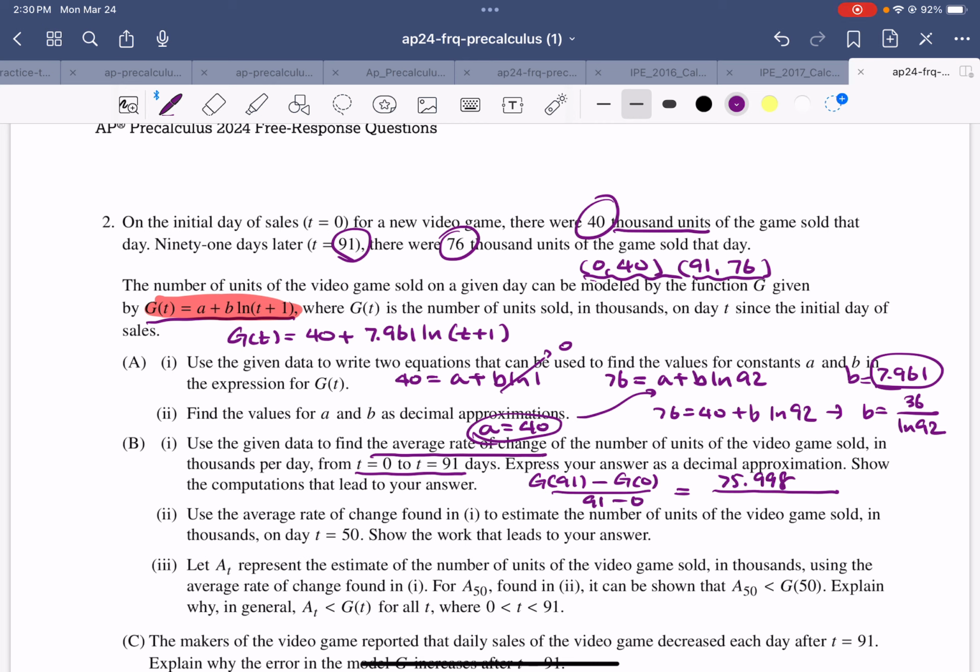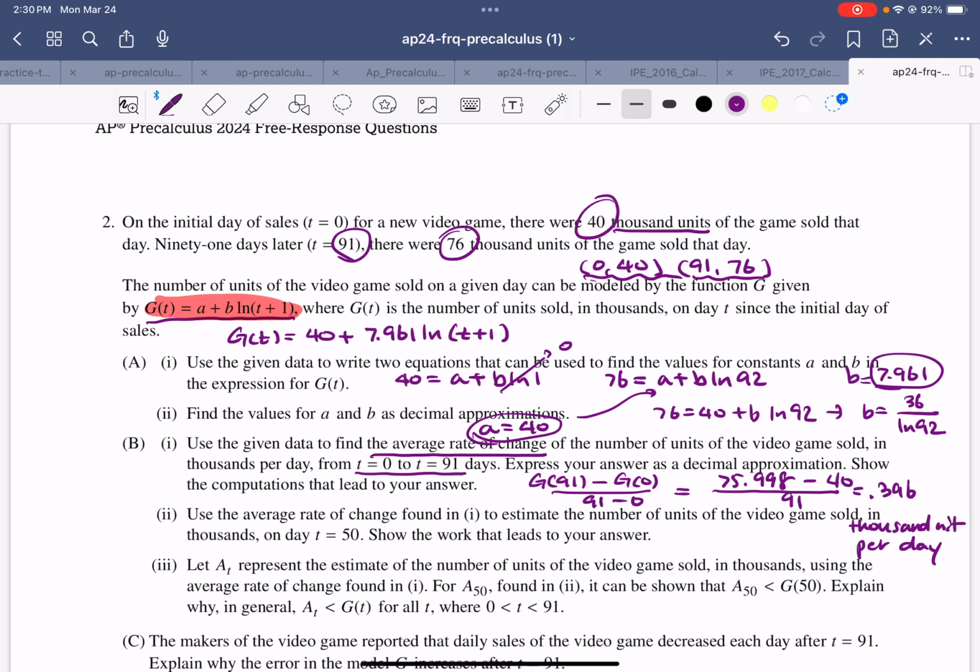it's 75.998, minus g of 0, which is 40, over 91. In 3 decimal places, once you plug it in, you get 0.396. What is the unit? Thousands of units per day, so 1,000 units per day. That's the average rate of change. So they're going to sell 0.396 thousand, so 396 video games per day. That's what it meant.